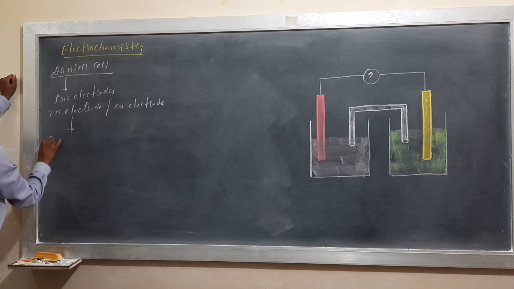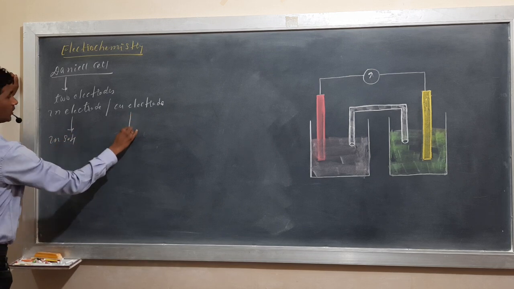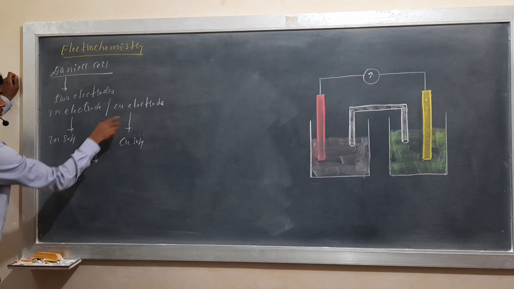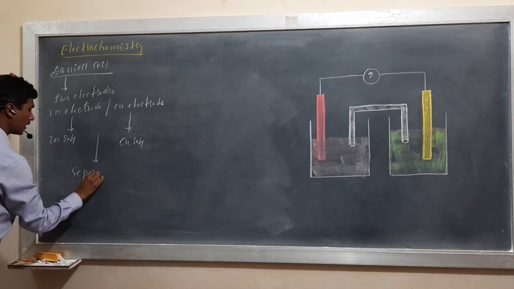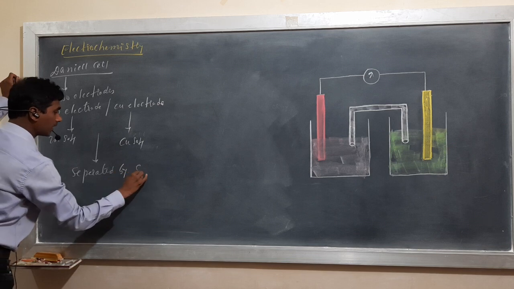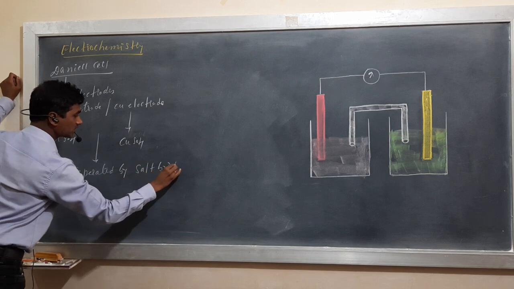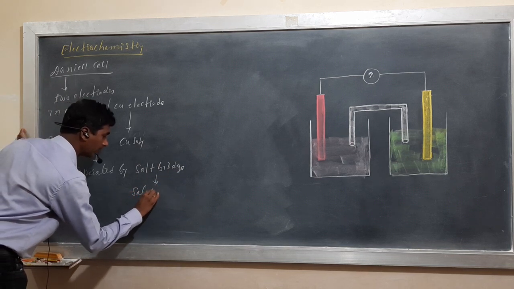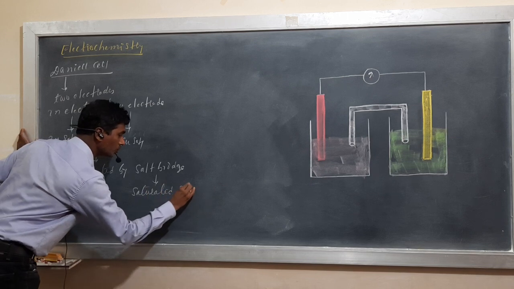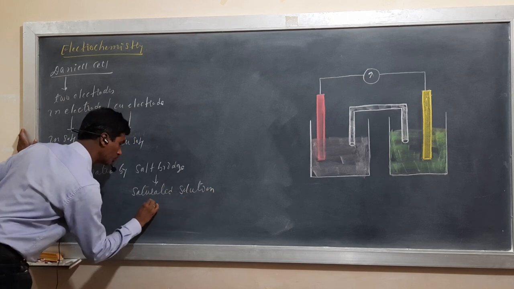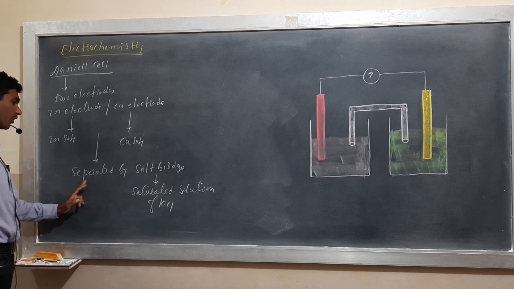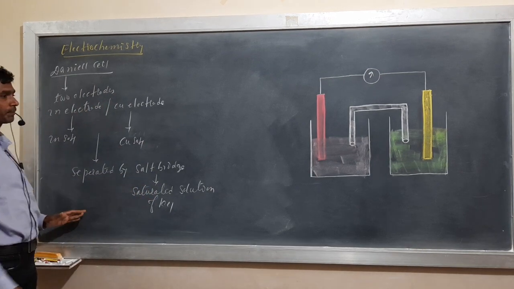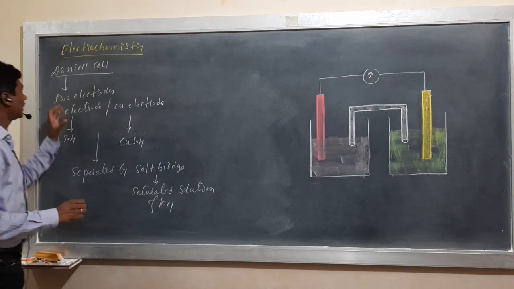The zinc electrode is dipped in zinc sulfate solution, and the copper electrode is dipped in copper sulfate solution. These two electrodes are separated by a salt bridge. The salt bridge mainly contains a saturated solution of KCl. The function of this salt bridge is that it avoids the liquid junction potential, and it also separates the two solutions. So this is the Daniel cell.